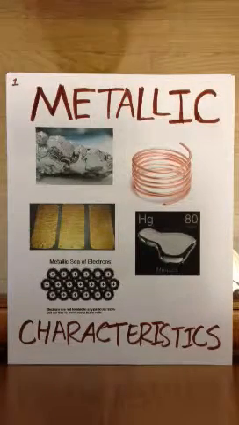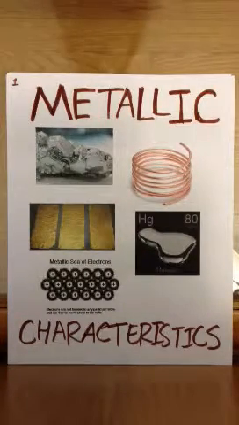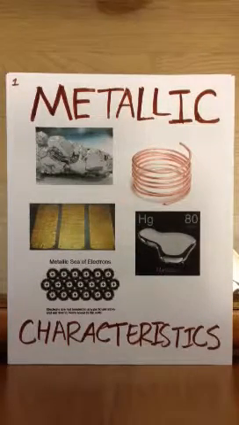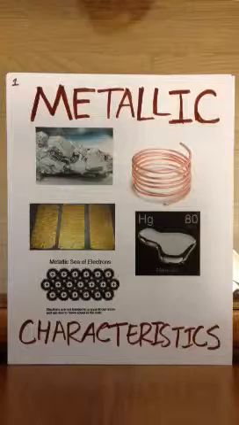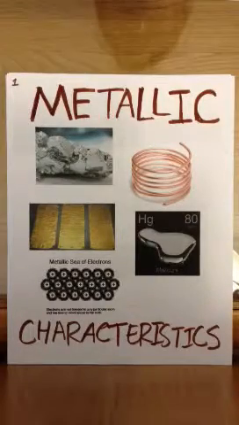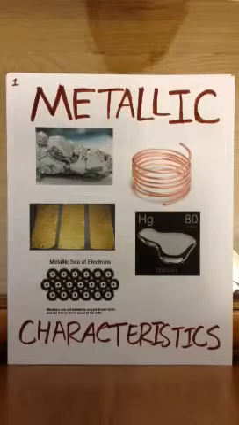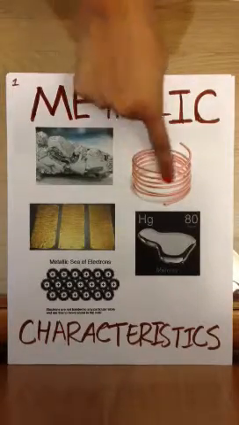We're going to talk about metallic characteristics and their trends within the periodic table. Metals are a set of elements with particular characteristics. Metals are known for their high luster or shininess, as you can see in this image of gallium. They are also known to be good electric conductors, such as copper.